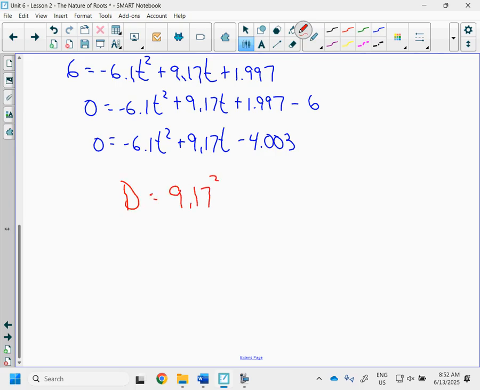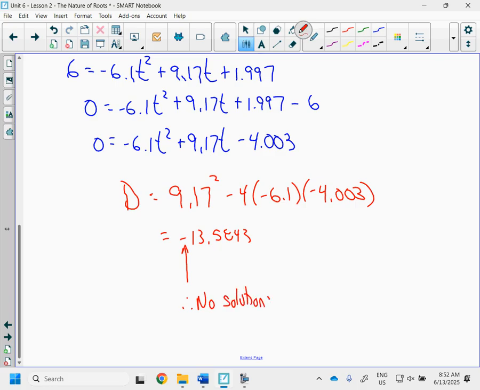B squared minus 4 times A times C. This one we're going to have to be careful with our decimals and our signs. All those things come into play. And I got negative 13.5843. What does that mean? Well, the number's not super important, but that sign is. This has no solutions.